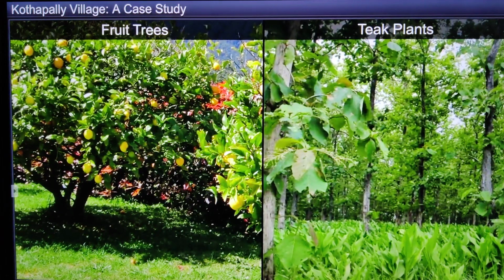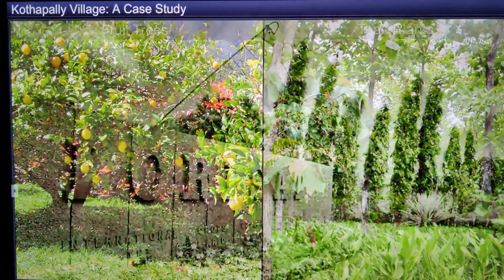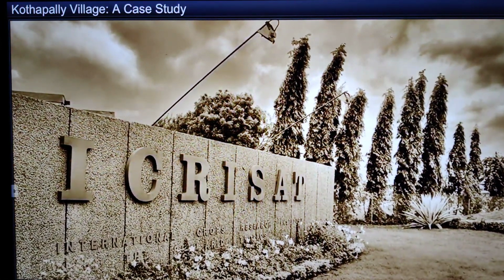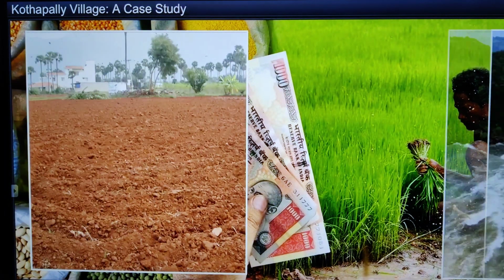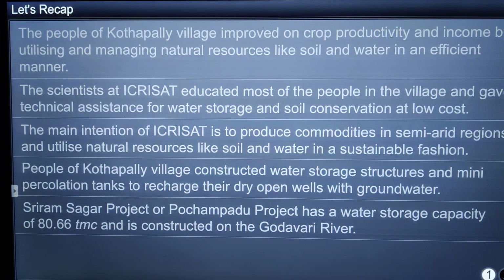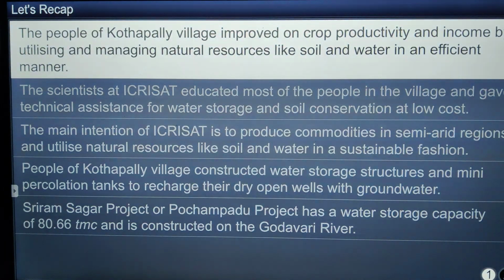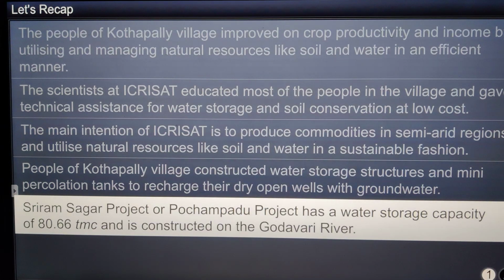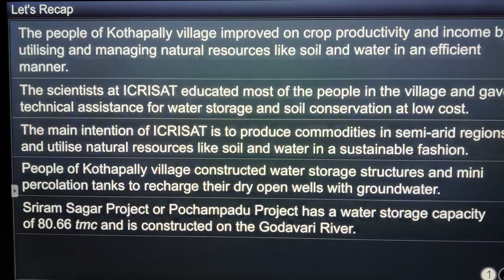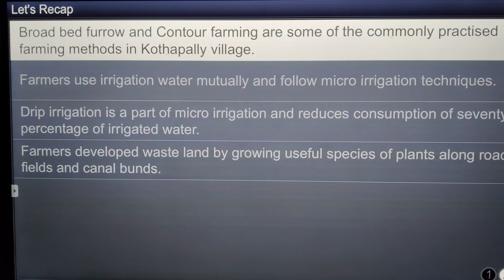Hence, under the guidance of a non-profitable organization like ICRISAT, the people of Kottapalli village reaped a lot of benefits by successfully utilizing their natural resources. You have now reached the end of this module. In this module, you learned that the people of Kottapalli village improved on crop productivity and income by utilizing 0.66 TMC and is constructed on the Godavari river. Broad bed furrow and contour farming are some of the commonly practiced farming methods.